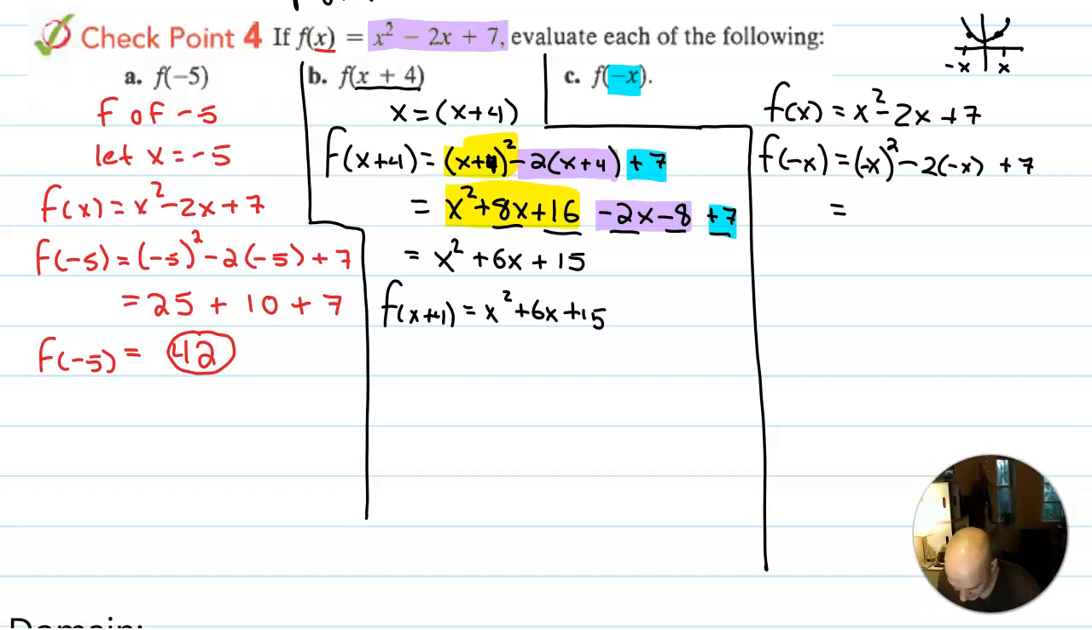Cleaning this up, negative x squared is like negative 1 squared x squared. So this is x squared. And then minus 2 times minus x, this is, again, like a negative 2 times negative 1 times x. So that's like plus 2x. And then this is plus 7. So we would say that f of negative x is x squared plus 2x plus 7.